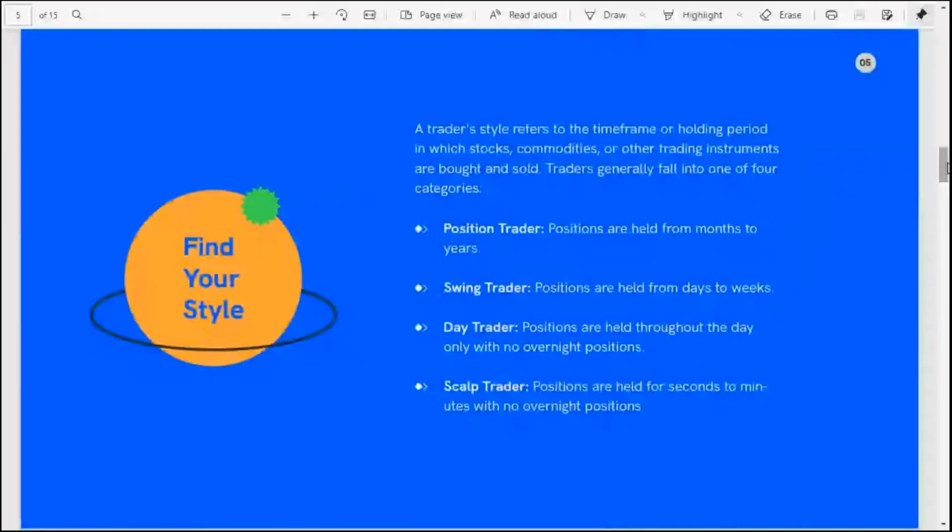We all have different characteristics as a person. A trader style refers to the time frame or holding period in which you hold on to a certain financial instrument, be it stocks, commodities, or any other trading instruments. It depends on how long you capitalize on it, whether you buy or sell. And they generally fall into these categories.